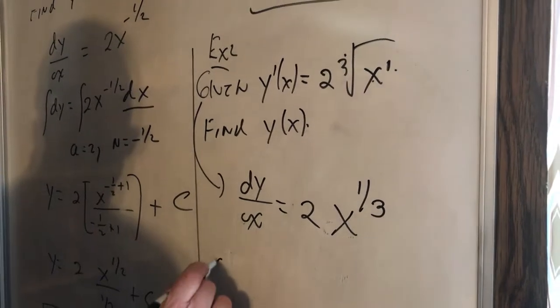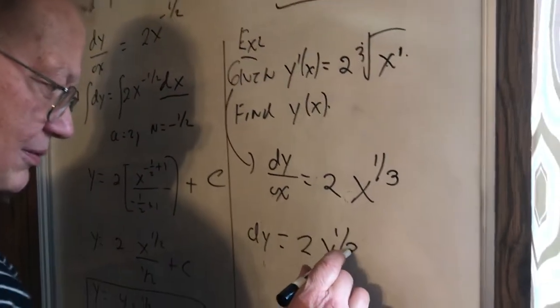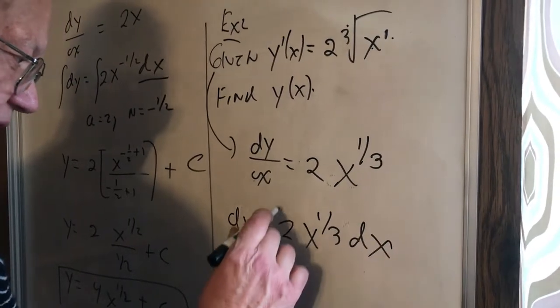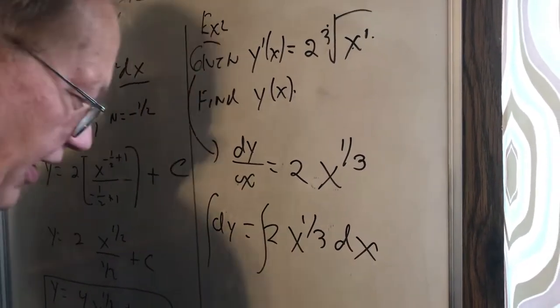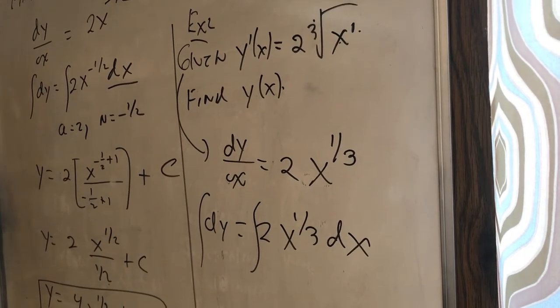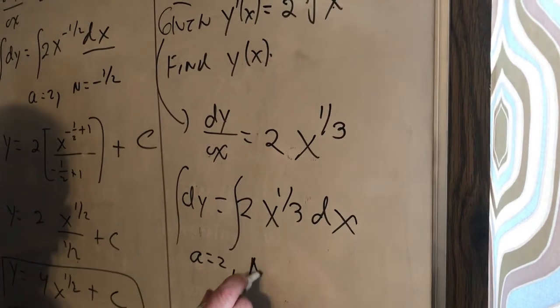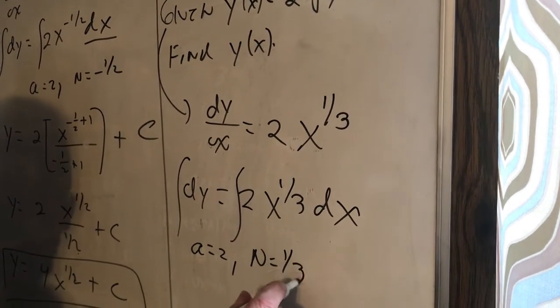Multiplying by dx on both sides, and putting the integral sign on. So now we're ready to use the power rule. A equals 2 and n equals 1/3.